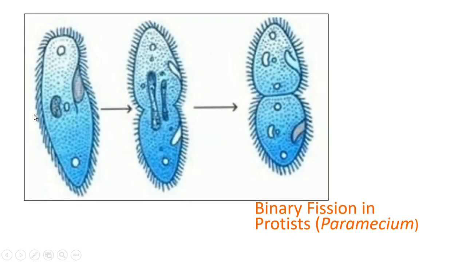fission. In this case, it will be split into two after the different organelles have been replicated, duplicated, and transferred to each of the daughter cells. So they also undergo binary fission.